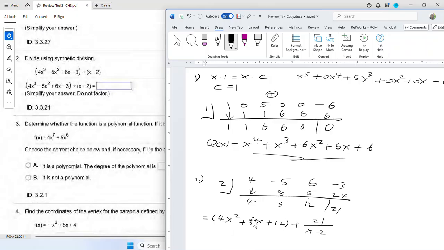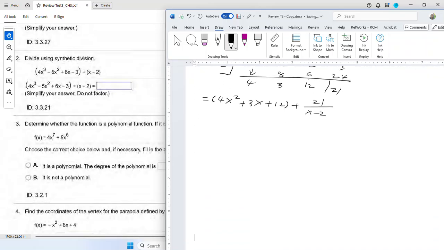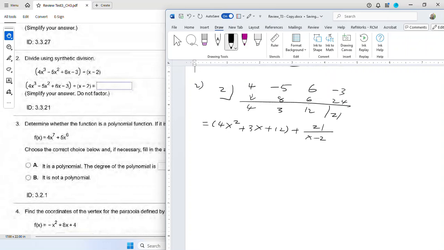You have a quotient. This is the quotient coefficient, so 4x squared plus 3x plus 12, and then plus the remainder. Okay, questions?